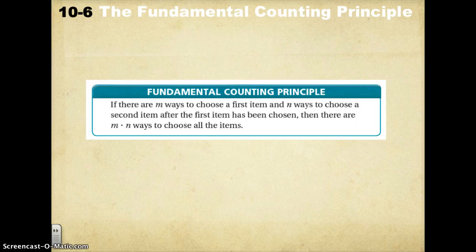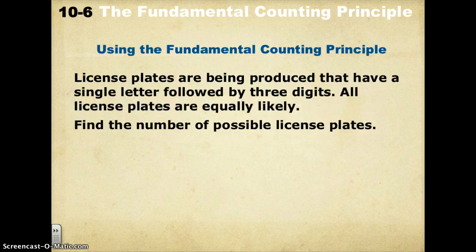If there are m ways to choose a first item and n ways to choose a second item after the first item has been chosen, then there are m times n ways to choose all the items. This is the fundamental counting principle. Let's put it into action.